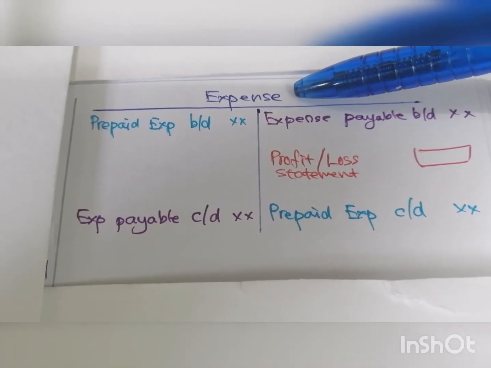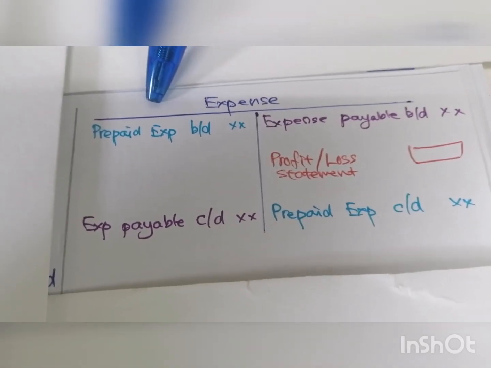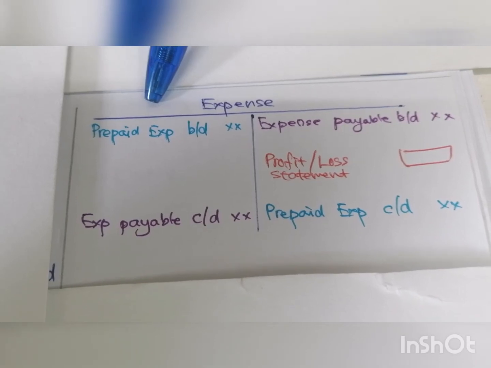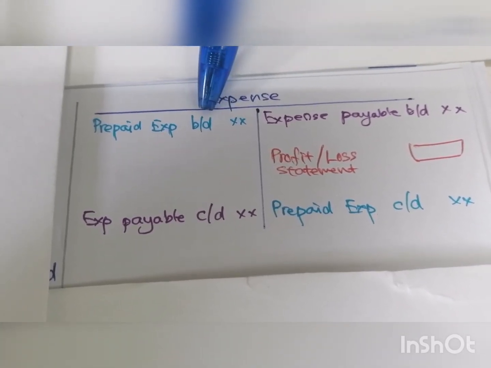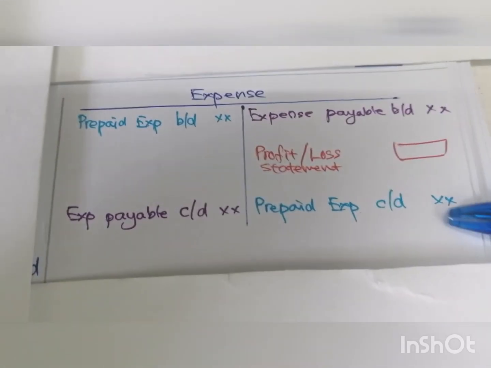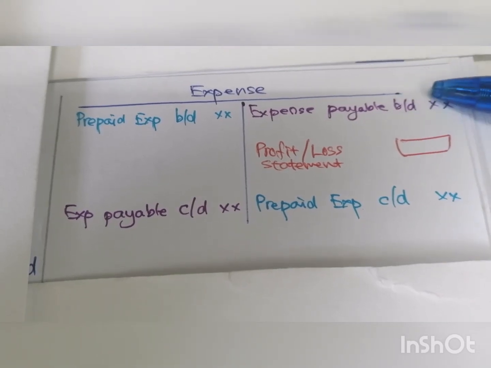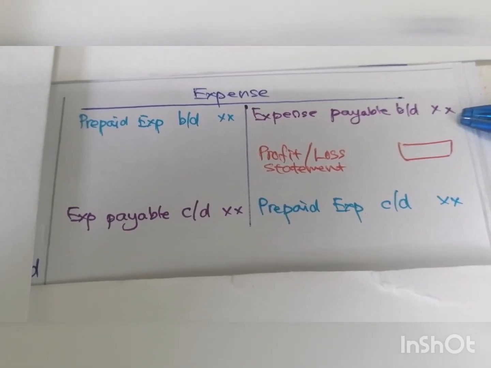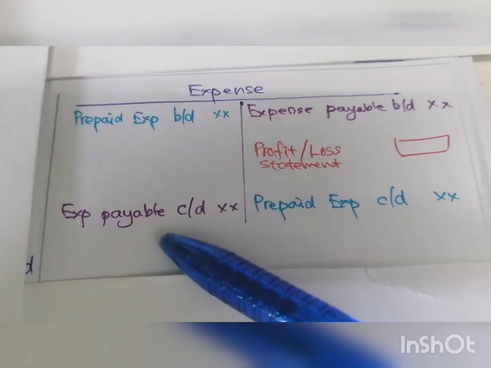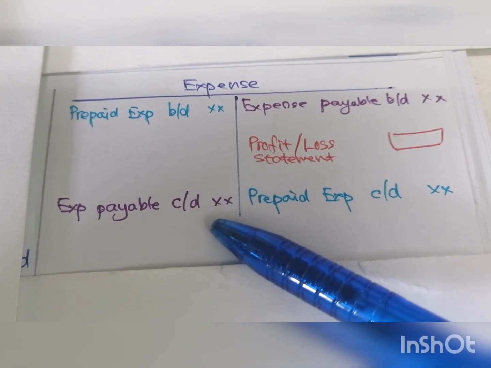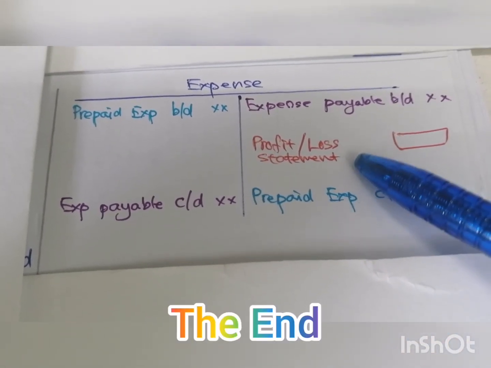For the expense account, prepaid expense is an asset. So if you have the prepaid expense balance brought down, it is on the debit side. So your prepaid expense carried down will be on the credit side. Expense payable is a liability. So expense payable brought down will be on the credit side. The expense payable carried down will be on the debit side. So your profit or loss statement is on the credit side.